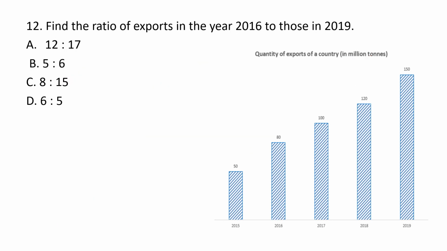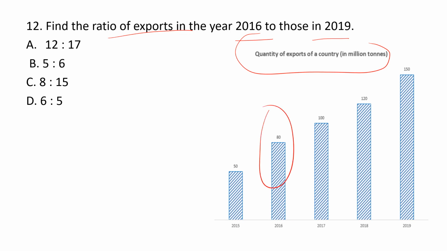Yeah, and coming to the 12th question, I think it's even simpler than the previous question. Simply we need to observe the graph to land at the answer. Find the ratio of experts in the year 2016 to 2019. In 2016, it's 80, in 2019, it's 150. Simply 0 gets cancelled. 8 is to 15 is the answer. Yes, guys, this question was really asked in Accenture. Don't get surprised.